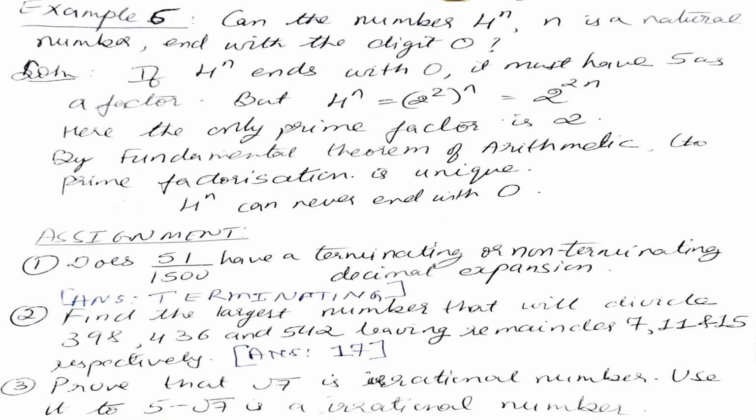Example 6. Can the number 4 raised to n, where n is a natural number, end with the digit 0? Now suppose 4 raised to n ends with 0, it must have 5 as a factor. But 4 raised to n is 2 square raised to n, which is 2 raised to 2n. So the only prime factor is 2 here. By the fundamental theorem of arithmetic, the prime factorization is unique. So since it does not contain 5 as a prime factor, 4 raised to n can never end with 0.